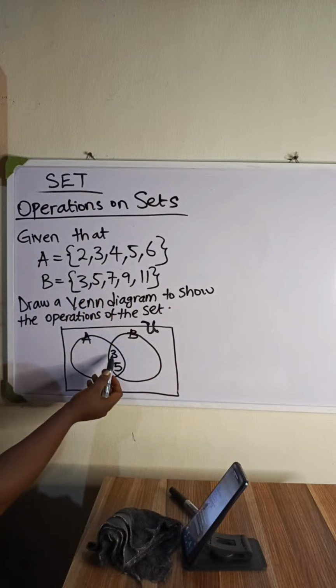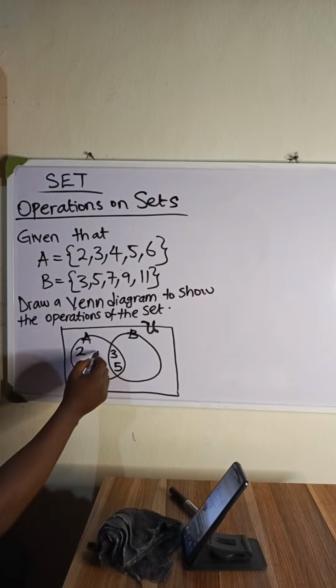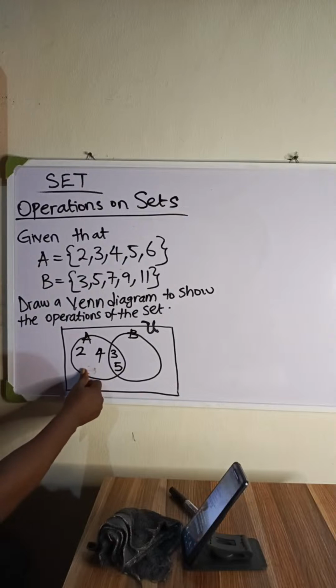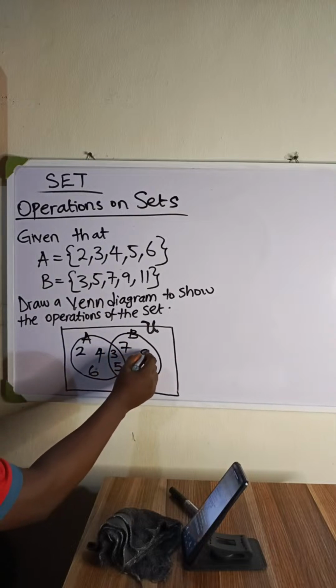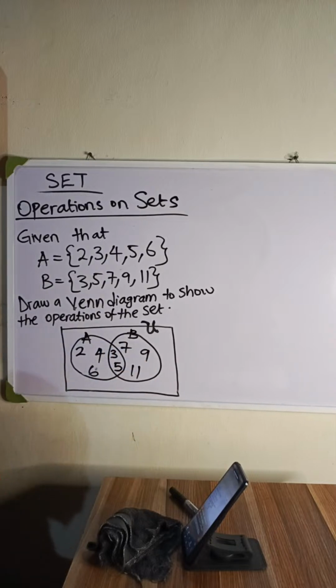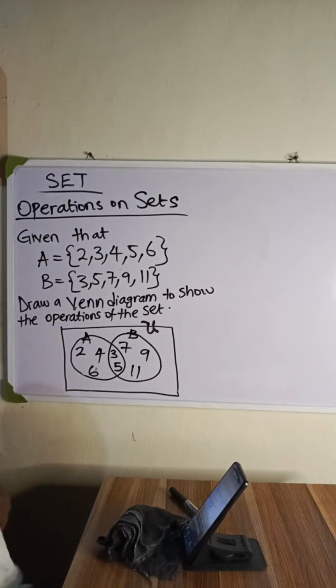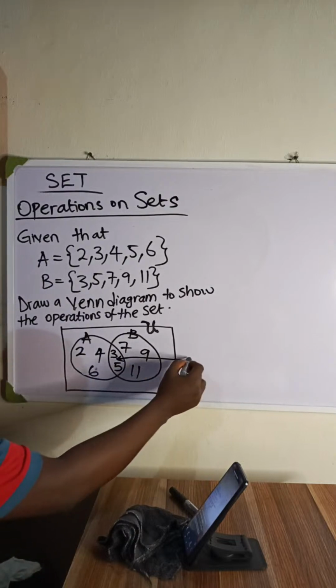So when you've written out 3 and 5, what is remaining for A is 2, 4, 5. Sorry, 5 is already written, and 6. So 2, 4, and 6. And then you go to B, what is left is 7, 9, and 11. So this is a basic representation of the Venn diagram. Now we can see that here is the intersection.